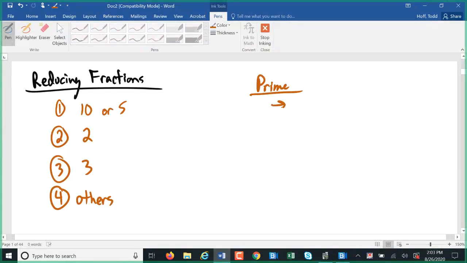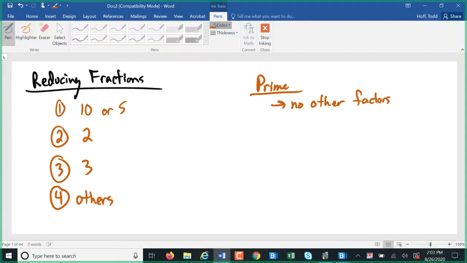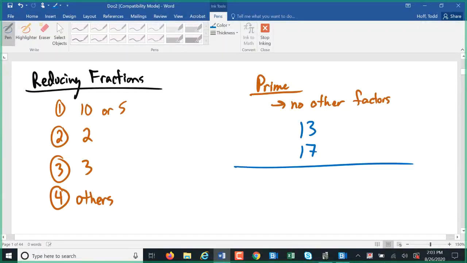Prime means they have no other factors other than 1 and themselves. So by prime, I mean numbers like 13 or 17. Why would I not have to worry about 20? Well, 20 is a composite number. It's made up of smaller numbers. So for 20, if I've divided out 2s and 5s, I've divided out all the 20s.